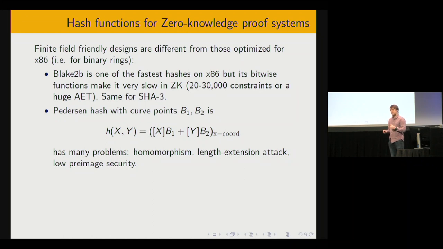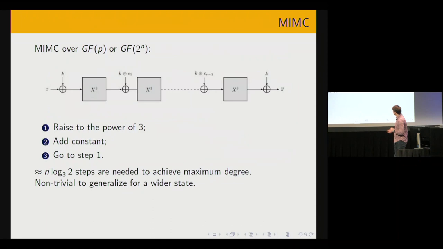But the resultant hash, even though it can be proven secure against collisions as long as the discrete logarithm is hard on this elliptic curve, still has many problems. There are homomorphism properties, pre-image resistance is not ideal, there are length extensions in the current form, and so on. So these are not really great for the purpose of a zero-knowledge-friendly hash function.